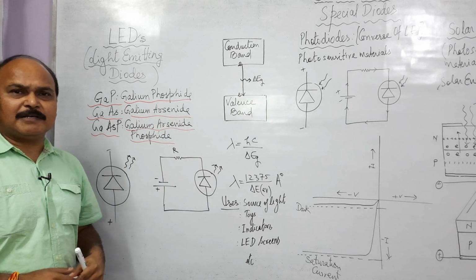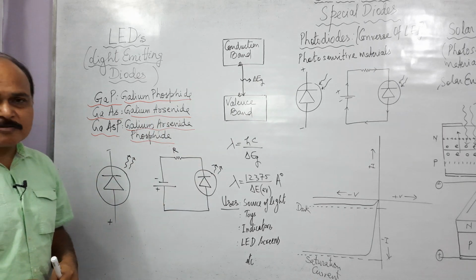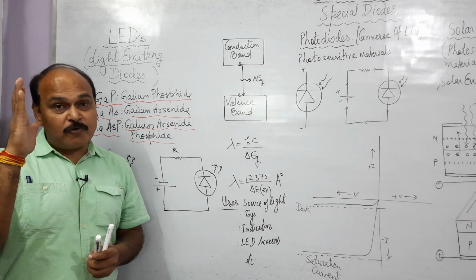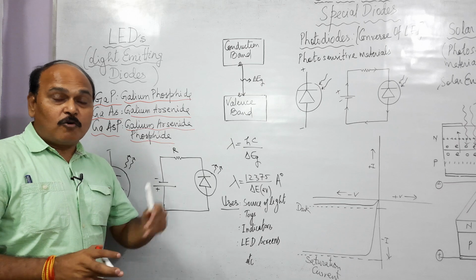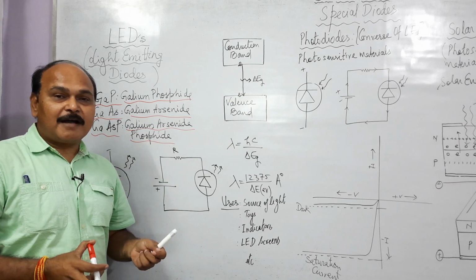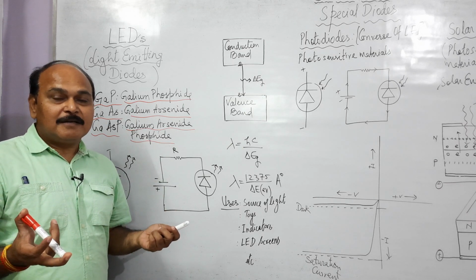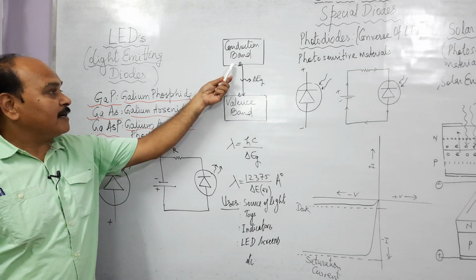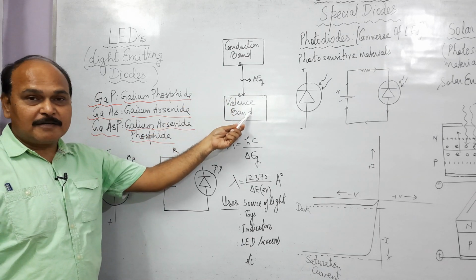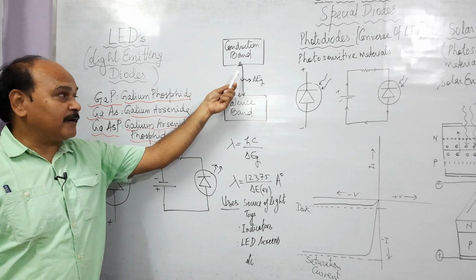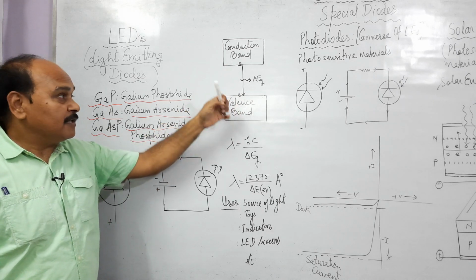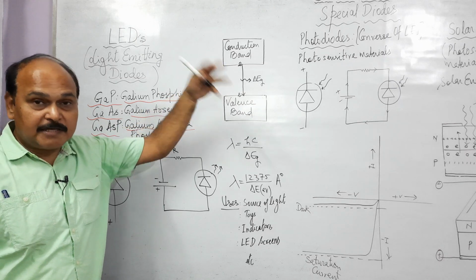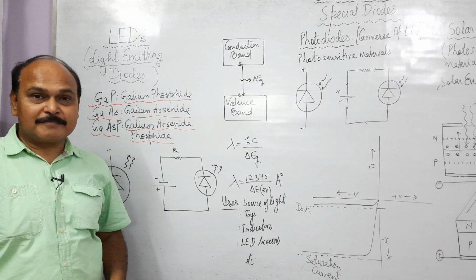Why is energy liberated? Energy is liberated simply because as electrons move from the n side to the p side, they combine with the holes on the p side. And in the process, what happens? An electron moves from the conduction band to the valence band. As the electron moves from the conduction band to the valence band, from a higher energy state to a lower energy state, this energy difference is liberated in the form of an electromagnetic wave.